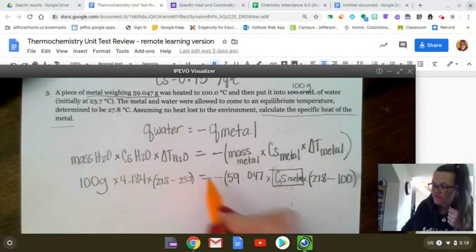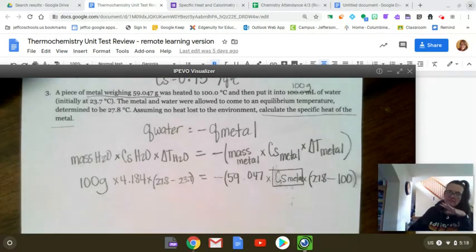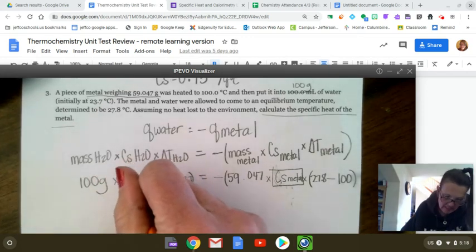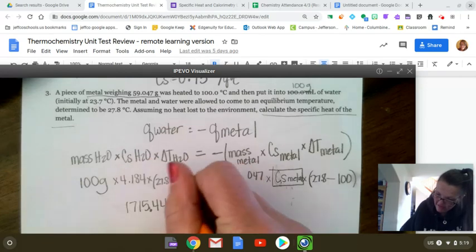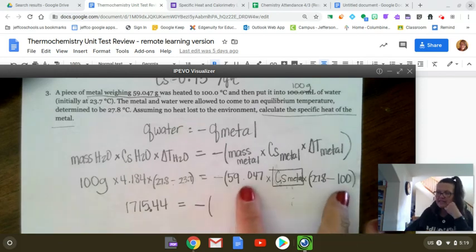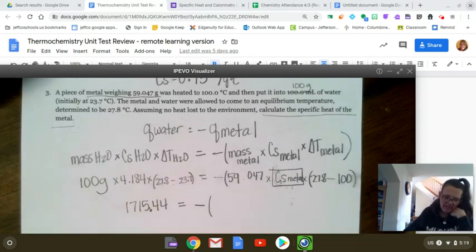Okay, so these two values are equal to each other. Again, this is just a matter of plug and chug, right? We put all these numbers into our calculator and then we are left with an equation to solve. Okay, so let's do that real quick here. So 100 times 4.184 times the change in temperature, which again, you need to make sure you're good with your parentheses so that you don't mess that part up, is 1,715.44. And that is equal to the information about the metal. And again, remember, we have to watch out for that negative value. So I can take these two sets of numbers and multiply them together.